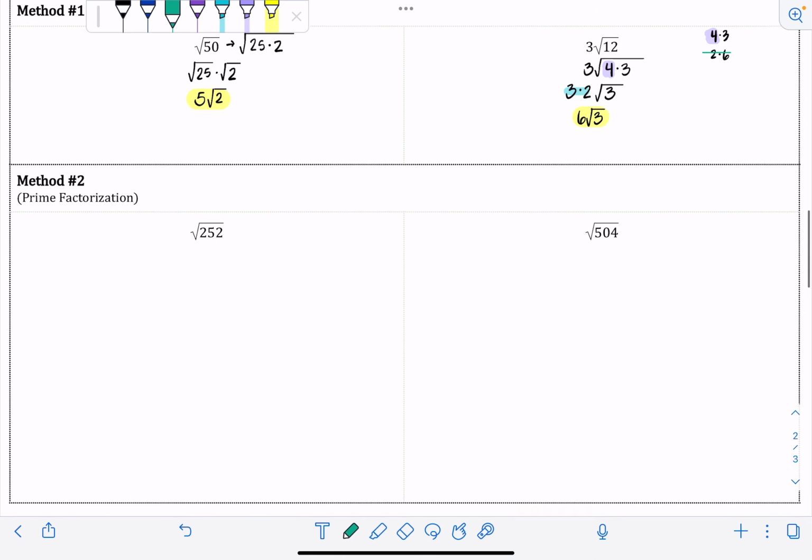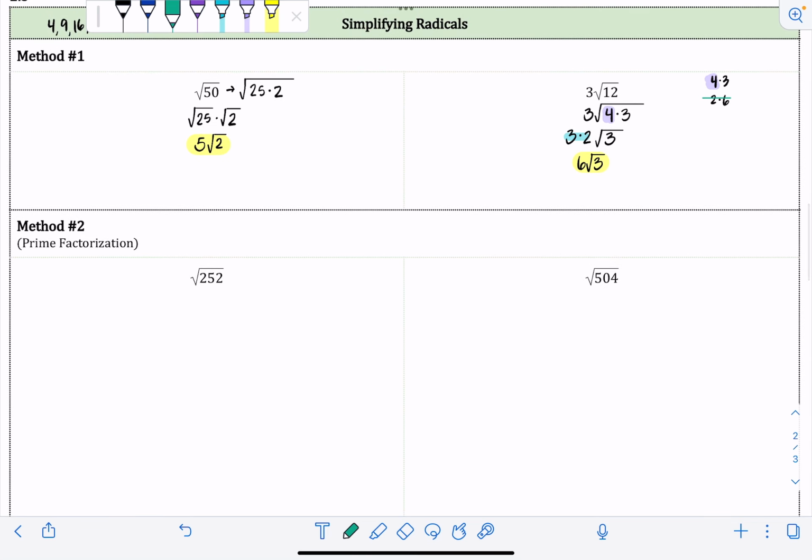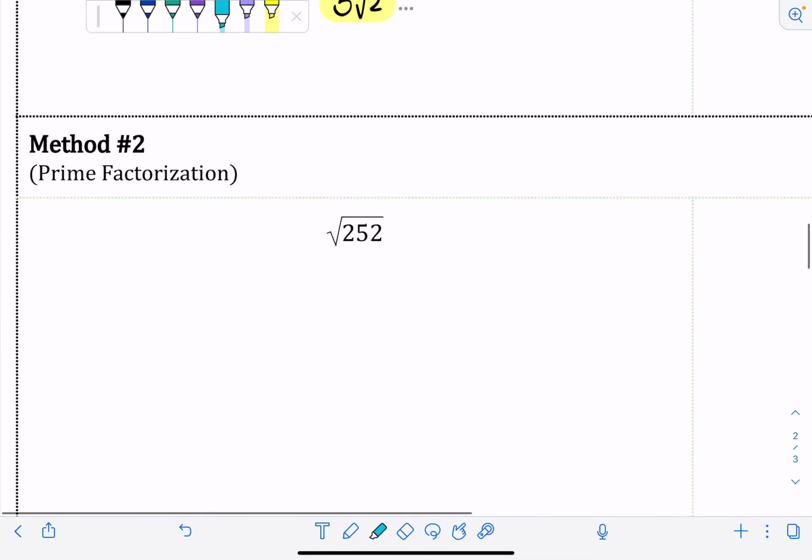Okay, so the second method, and this is the last part of the notes, is called prime factorization. It's when you make a factor tree and you find all the common factors. The difference between the two methods: method 1 is pretty quick and efficient if you know the factors of what's inside the radical. Like for 50, I knew I could do 2 times 25, and for 12, I knew I could do 4 times 3. I don't really know the factors of 252, so that would be difficult for this one. It would take me a lot of time, so there is an alternative method.